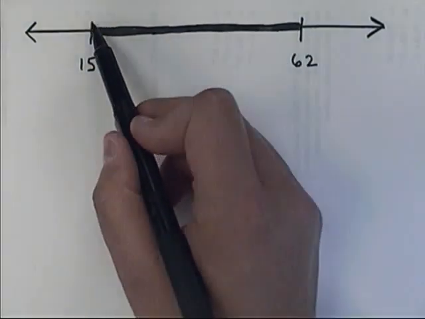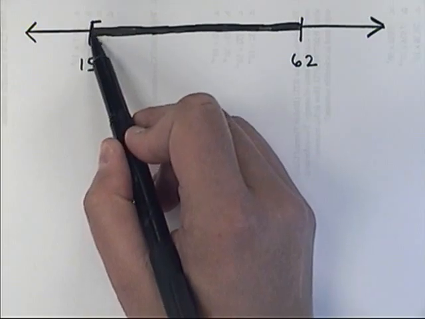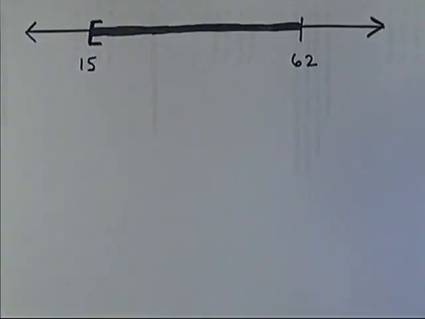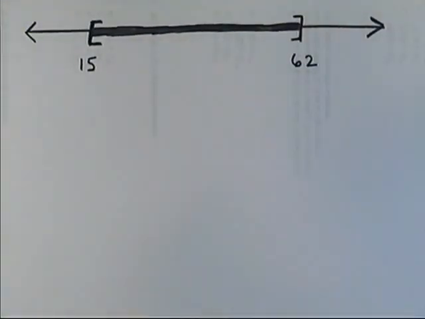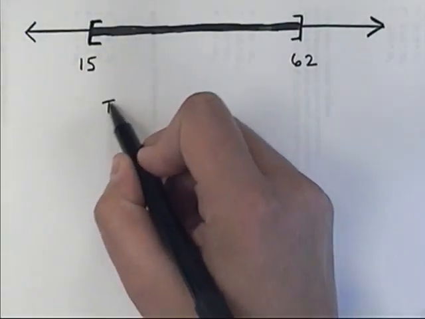And if I want to include 15, I put a little bracket here. You might have used to do this as a solid circle, but in higher level math we use a bracket. Up here again we use a bracket instead of the solid circle. Alright, now that's what the graph looks like, all the ages between 15 and 62 including the end values.